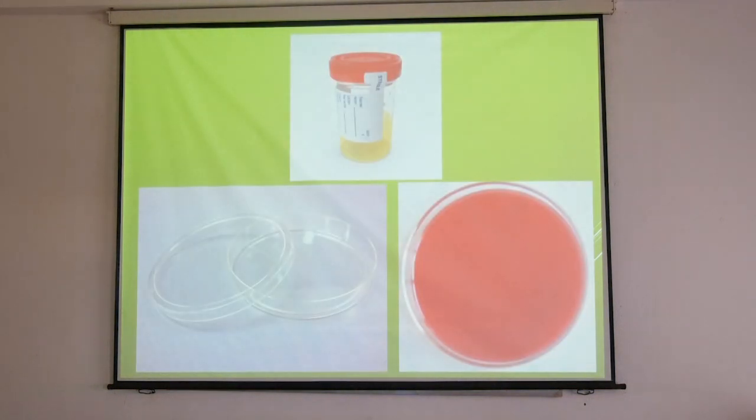Urine culture. Here we can see this is urine. What is this thing? A Petri dish. This is a container in which we can put culture medium. In this Petri dish, we are putting blood agar, which is a culture medium. Here this is red, this is blood agar. Now if we put this urine on this blood agar, if there is bacteria in this urine, it will grow.